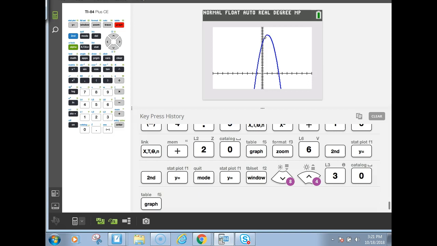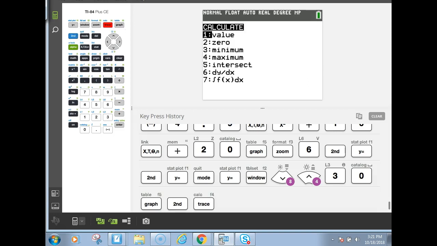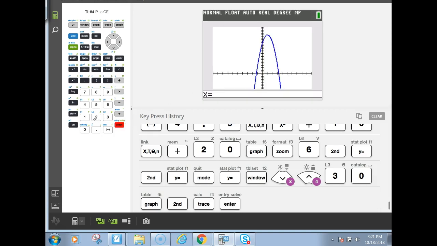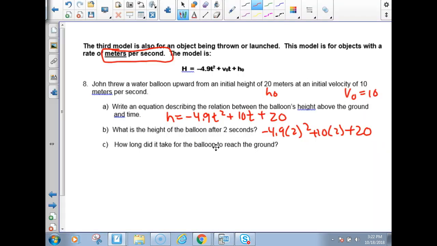All right, let's do that first. I know you could have just substituted in 2 for t, but you also can get this value by putting in 2. And here's what you do. You go to second trace. What do we want? We don't want a 0. That's where it x-intercepts. We don't want a min. We don't want the max. We want a value of 2. So that's choice 1. You pop in 2 and hit enter. And there it tells you 20.4. Okay, so this should have come out to 20.4 meters anyway.